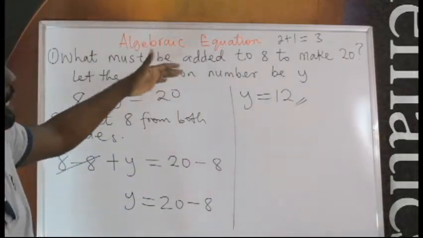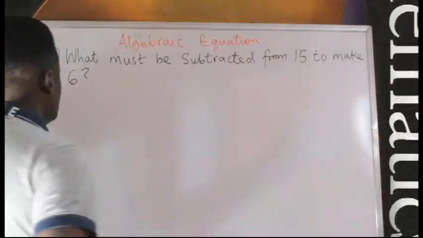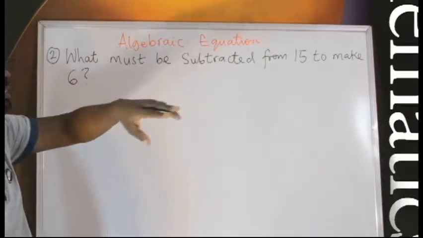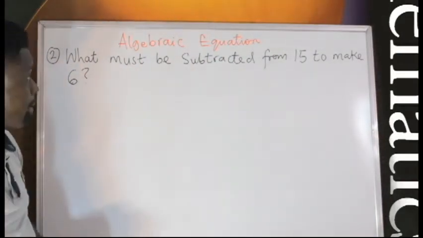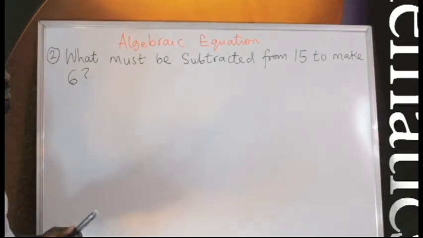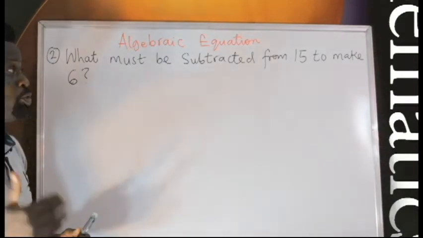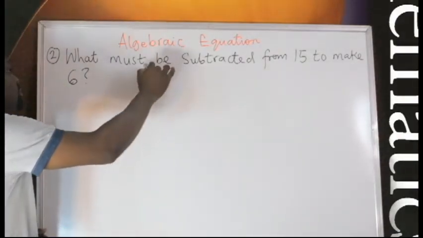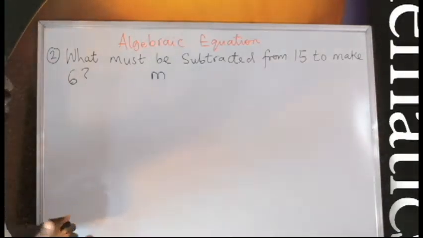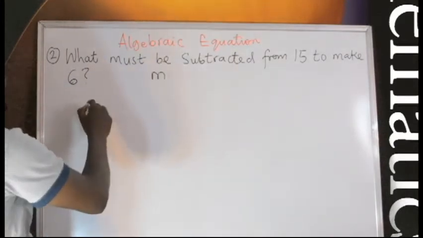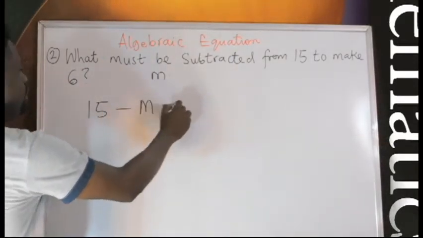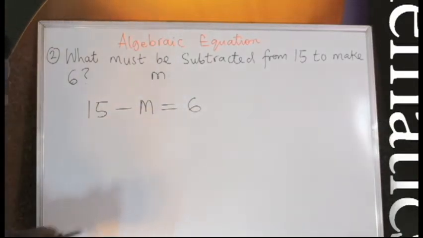So let's do one more example. We did what must be added. Let's do what must be subtracted. What must be subtracted from 15 to make 6? The same procedure. Let the unknown number be, let's take M. So we have 15 minus M will equal 6.